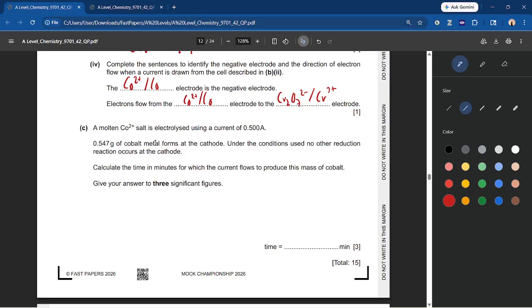A molten cobalt salt is electrolyzed using a current of 0.5 amperes. 0.547 grams of cobalt metal forms at the cathode. Under the conditions used, no other reduction reaction occurs at the cathode. Calculate the time in minutes for which the current flows to produce this mass of cobalt.